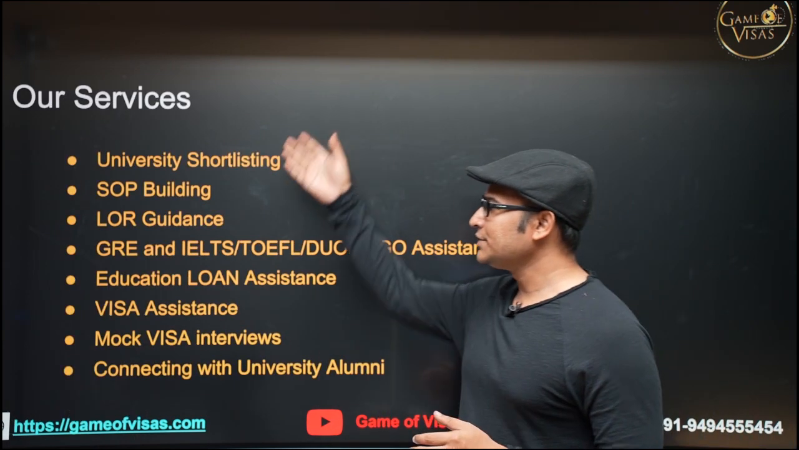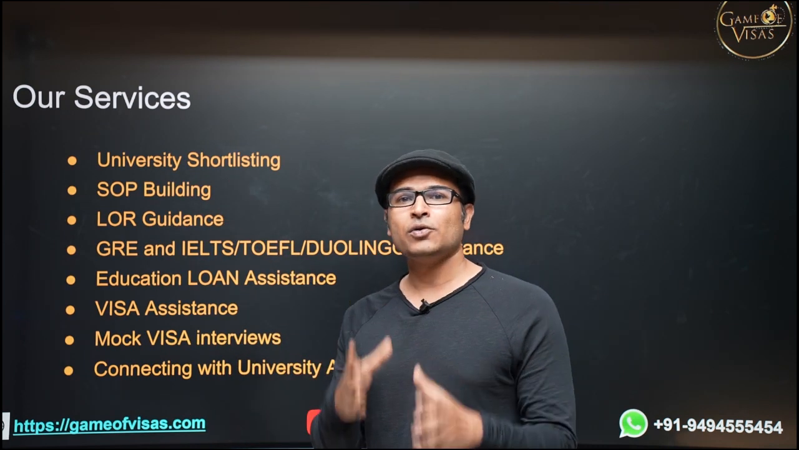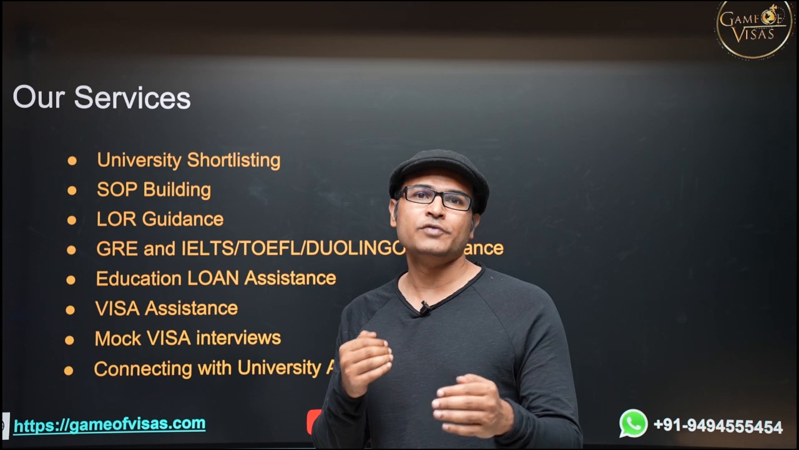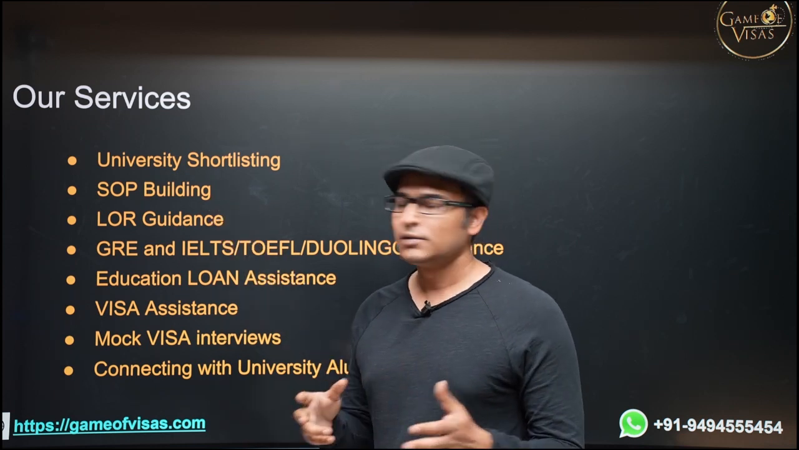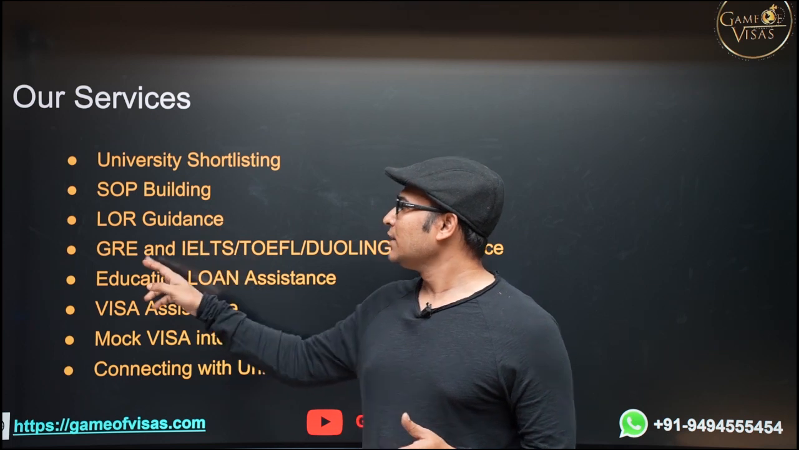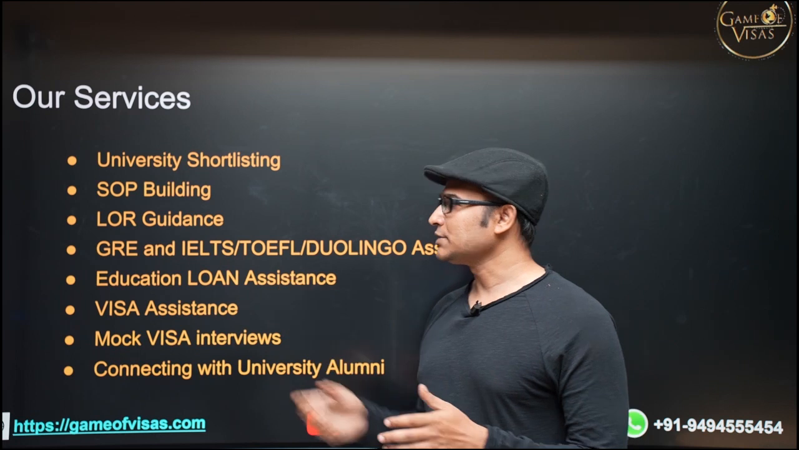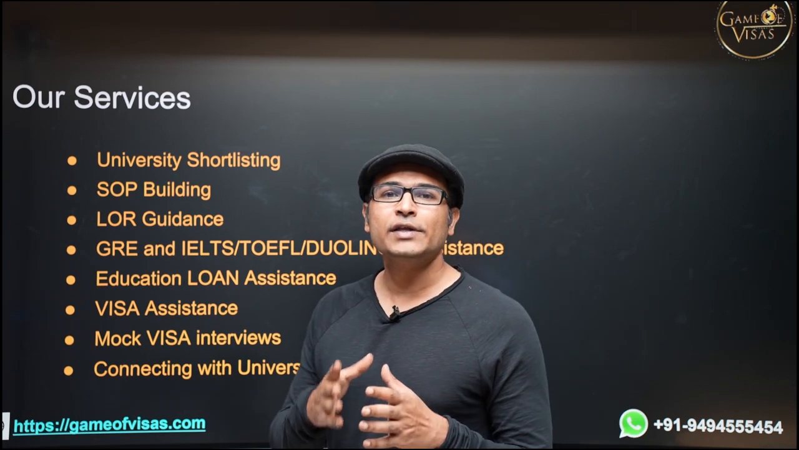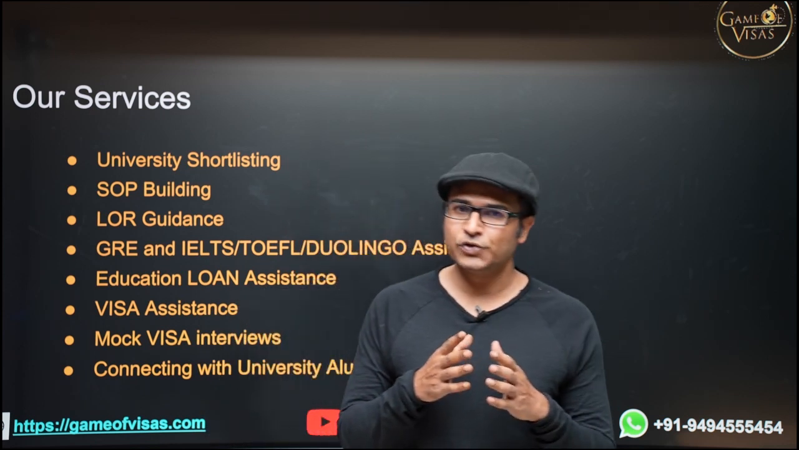And these are all the services that we provide. University shortlisting. Depending on your profile, we will shortlist the universities that you have to apply to. And statement of purpose building, LOR guidance, GRE and English test assistance, and education loan assistance. You don't have to have any collateral, which means without any security, now you can get an education loan.